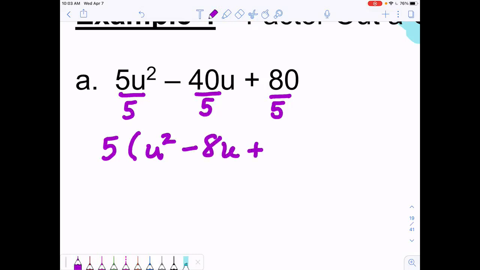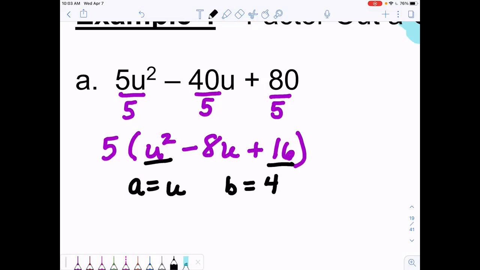and then plus 16. So that's our new problem. Now, u squared and 16 are perfect squares because Bill, u squared is just u, and 16 is 4 squared. So I would have u minus 4 squared, minus because it's a minus 8u. And then what can't we forget to put in front? The 5, the GCF.